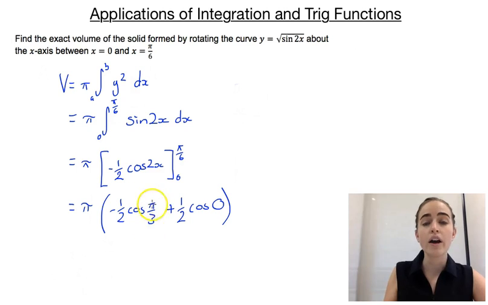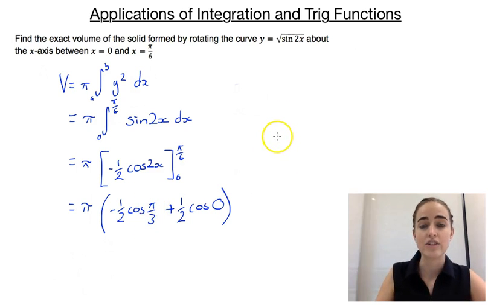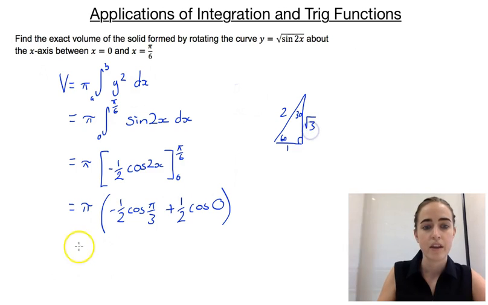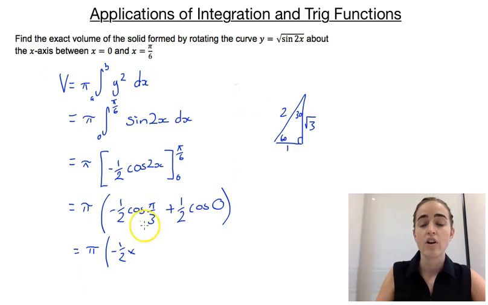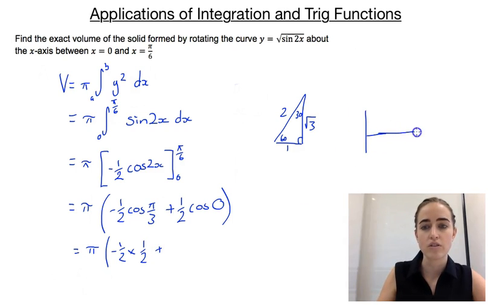Now, cos pi on 3 is 60 degrees. So again, using one of our special triangles, 60 is here, 30 is up here. We've got 1, 2, and root 3. So this is going to give us pi outside of minus a half times cos of 60 degrees, which is a half. Plus, and if we look at cos of 0, we know that our cos graph looks something like that. So cos of 0 is 1. So we're going to have a half times 1.